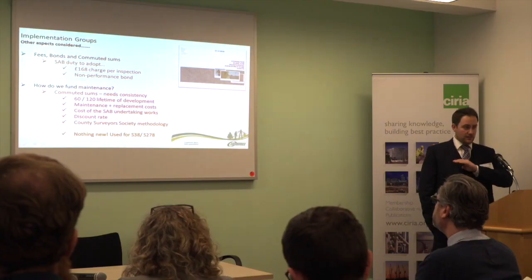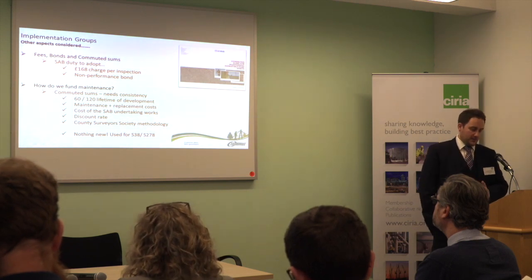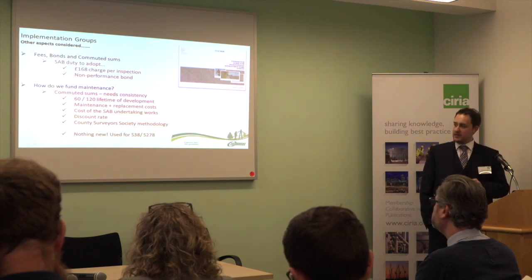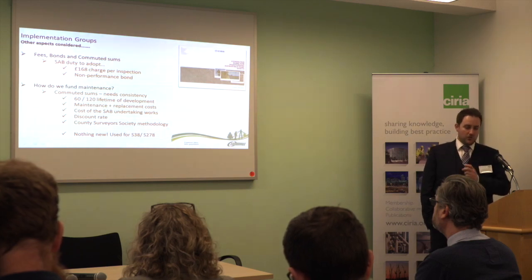Maintenance. I know Andy mentioned maintenance earlier. That will be secured via a commuted sum, which needs a consistent level playing field across Wales. So what's been recommended in the Welsh Government guidance is a design life of 60 or 120 years. The commuted sum is to consider maintenance and replacement costs, and it's the costs of the SAB undertaking the works, not the developer. We apply a discount rate, which is a standard 2.2%, and all this is based on the County Surveyors Society methodology, which was written in 2008. So it's nothing new, it's a consistent approach, very easy to follow.